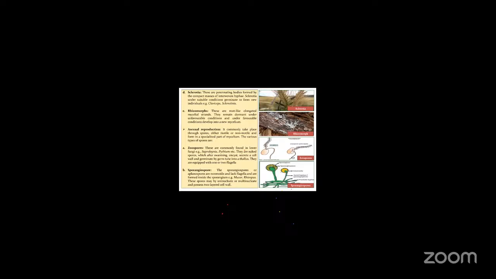In asexual reproduction, either motile or non-motile spores are formed. Various spores are formed in asexual reproduction: zoospores, sporangiospores. Already we have discussed that. Zoospores are commonly found in the lower fungi. They are naked spores which, after swarming, encyst, secrete a cell wall and germinate by a germ tube into the thallus.